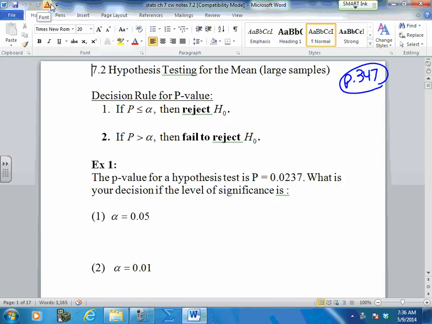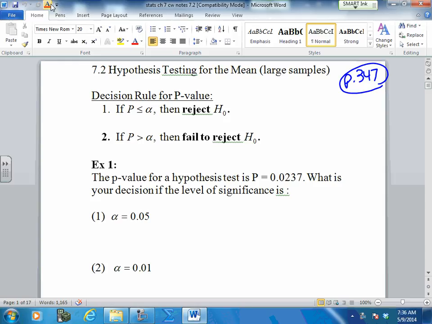Whether the area is to the left or to the right or in the middle, or shared with two tails, is your p-value that we test against your level of significance. Your level of significance is the maximum allowable error for type 1. So remember, we only do type 1. We do an alpha check, the level of significance. That's the only one we do.